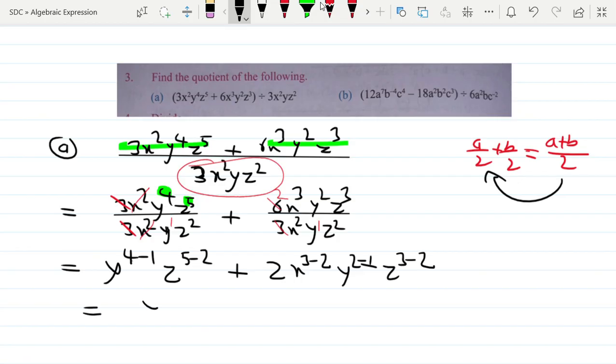So this way you get their y power 3, z power 3, isn't it? Plus 2, x power 1, no need to write, y power 1, no need to write, and z power 1, no need to write. So this is the answer for this first number. Now I go with the number B. So I will do this first.